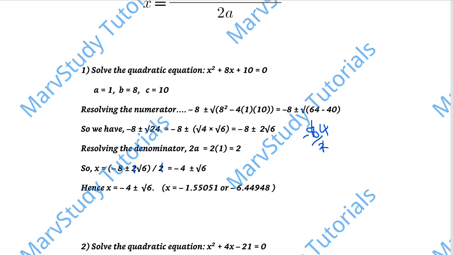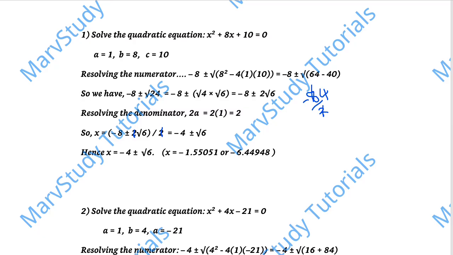You can pause the video and attempt this on your own from all you've learned from the earlier part of this video. So comparing with the general form ax squared plus bx plus c, a will be equal to 1, b will be equal to 4, and c will be equal to negative 21. So resolving the numerator according to the formula, negative b plus or minus the square root of b squared minus 4ac over 2a. b is 4, so we have negative 4 plus or minus the square root of 4 squared, that's b squared, minus 4 times a, which is 1, times c, which is negative 21.